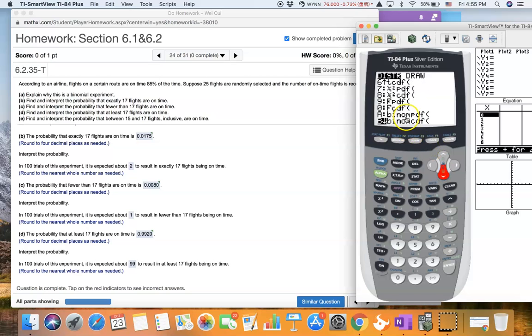Okay, now the next probability is to find the probability that fewer than 17 flights are on time. So this time we go to the binomial CDF, because this is the cumulative probability. Fewer than 17 includes the probability that x equals 0, x equals 1, x equals 2, all the way to 16, because 17 is not included. So we press enter. Now n is 25 and the probability is 0.85. Now x is not 17. X is 16 because 17 is not included.